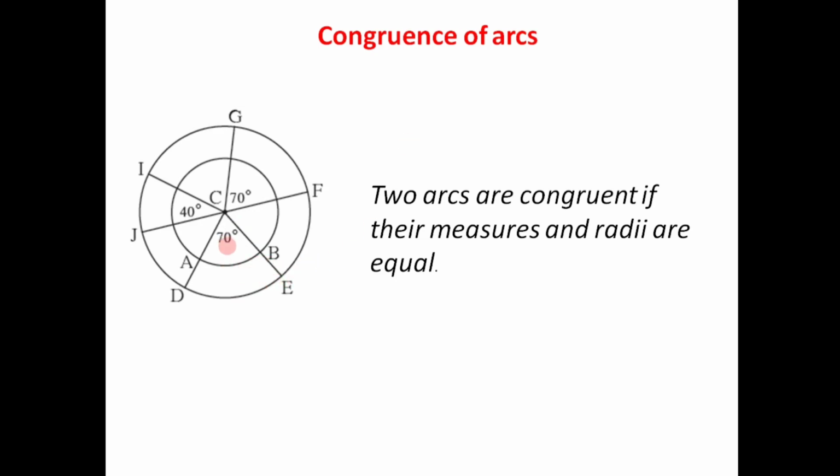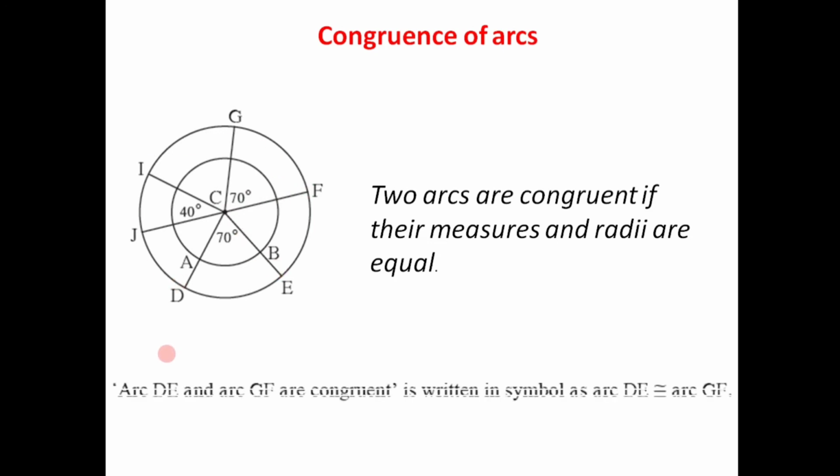For this diagram, as we can observe here, arc DE has a measure of 70 degrees. Similarly, arc GF also has a measure of 70 degrees, and they have the same radii. That's why for this diagram we can say that arc DE and arc GF are congruent, and it is written as arc DE is congruent to arc GF. So this is how two arcs can be congruent. If two arcs are to be congruent, then they must have equal measures and they must have congruent radii. Only then do we say that those two arcs are congruent.